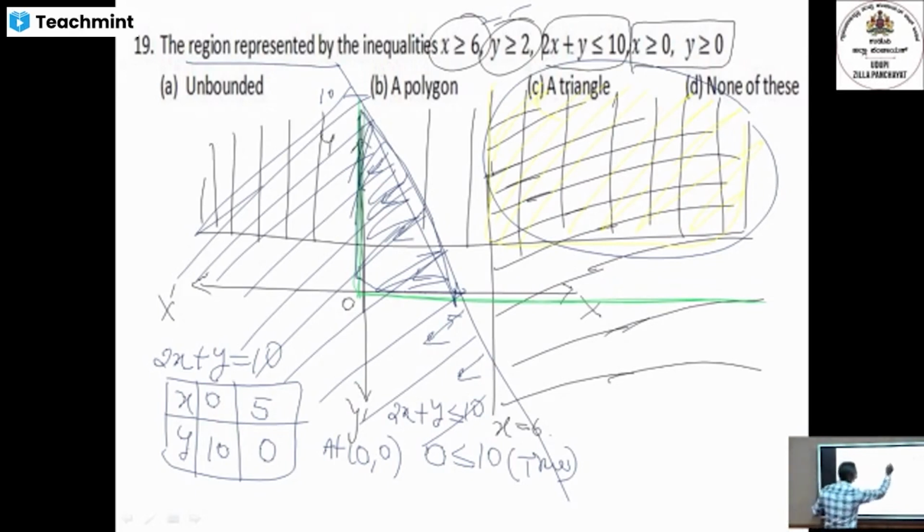It is not a polygon, it is unbounded. This is a polygon, but with the same condition. So this is all unbounded, yes, but this region does not take the condition 2x plus y less than or equal to 10, so this does not work. Then it is not a triangle. So what is the option? Option is D. None of these is the correct answer.